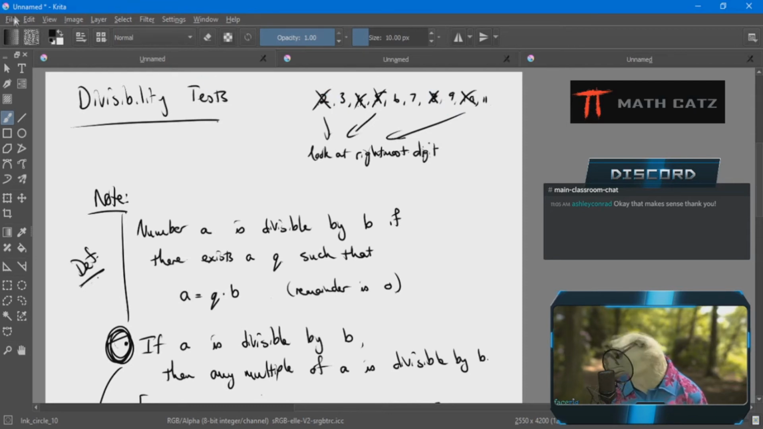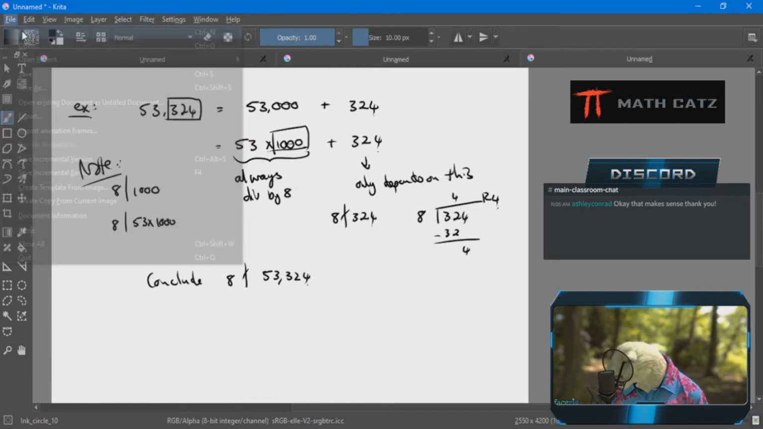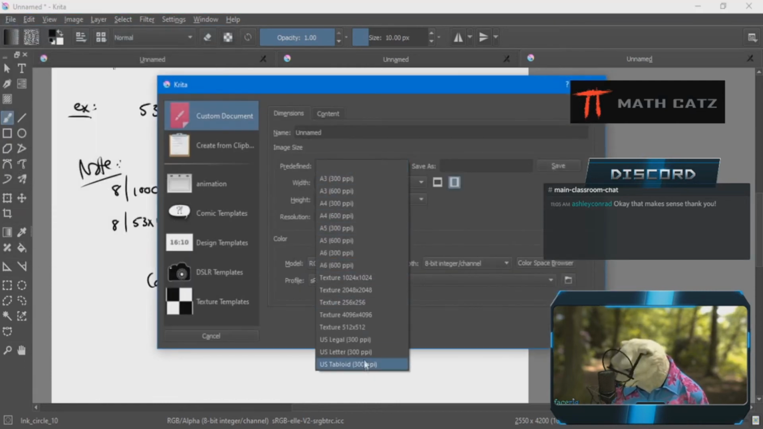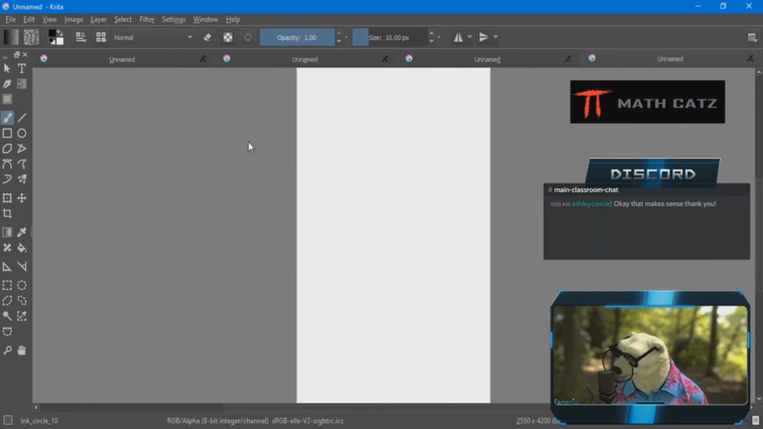Next up is going to be 3. Now, unfortunately, 3 is not going to work like this. You are welcome to try, but it's just not going to be that simple, though it is going to be similar.